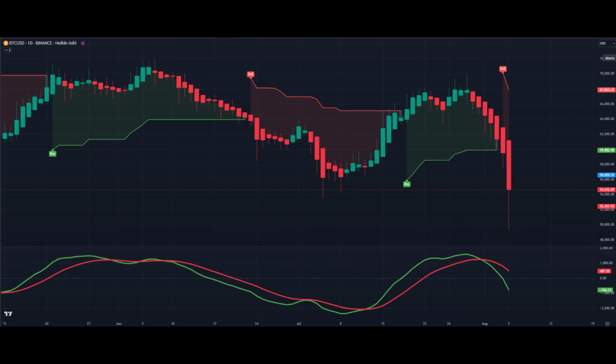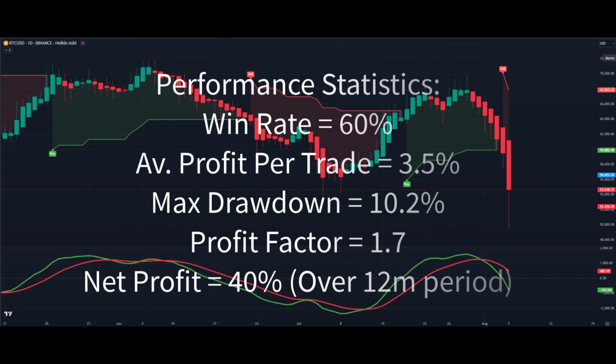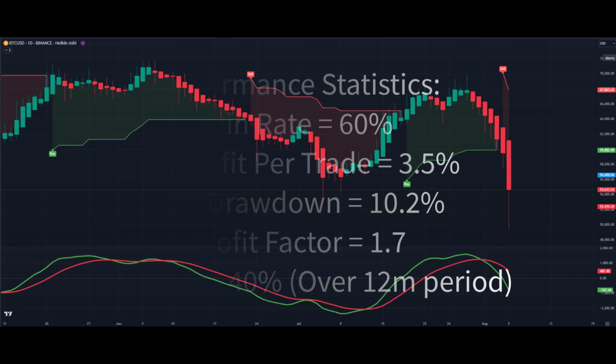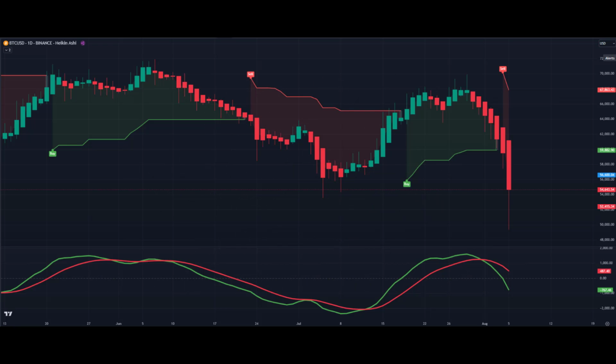Now, performance stats: win rate of about 60%, average profit per trade 3.5%, bigger drawdown this time, 10.2%, profit factor 1.7, but over a 12-month period, 40% net profit return. So we do capture the significant moves of Bitcoin, especially during periods of strong momentum, and the MACD helps confirm the entry points and therefore reduces the likelihood of entering trades during consolidation phases.